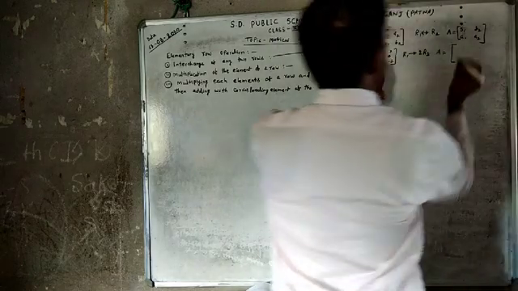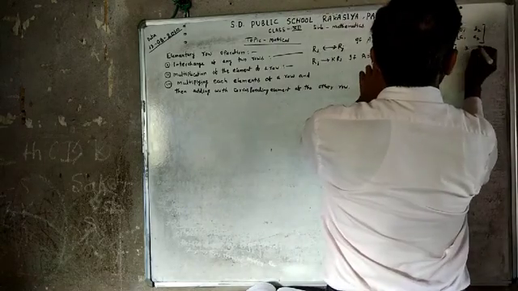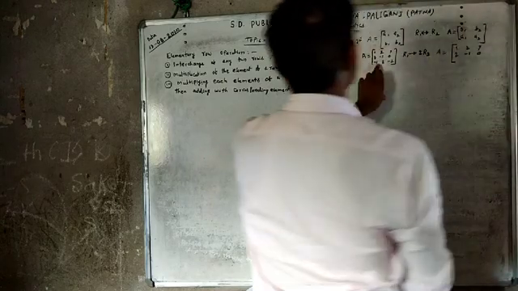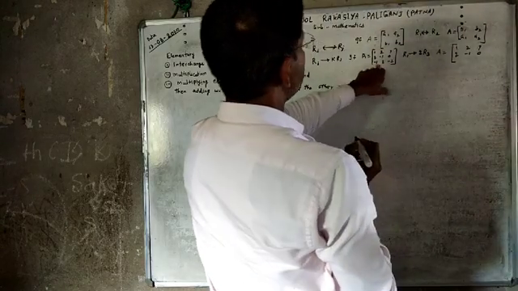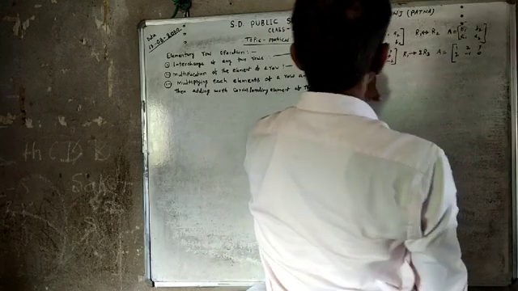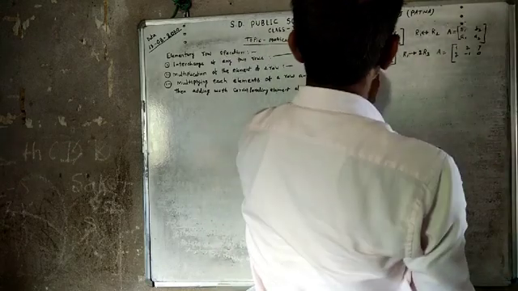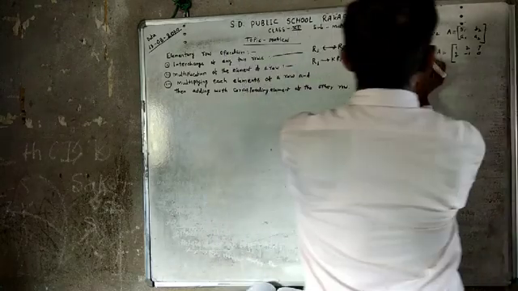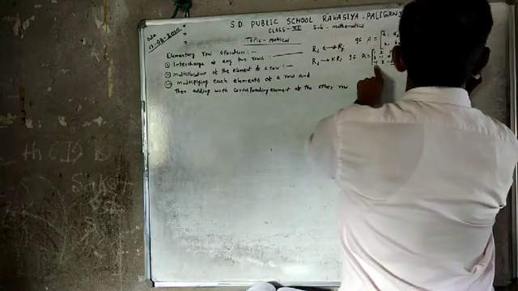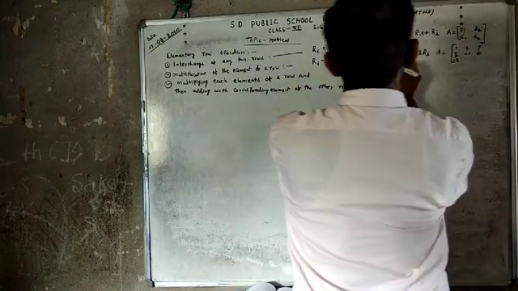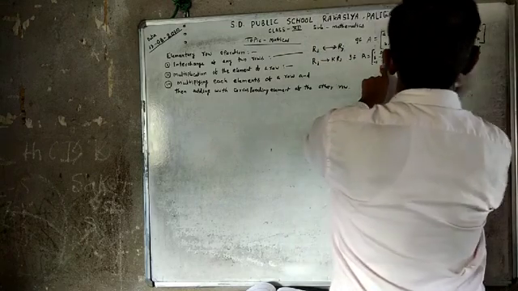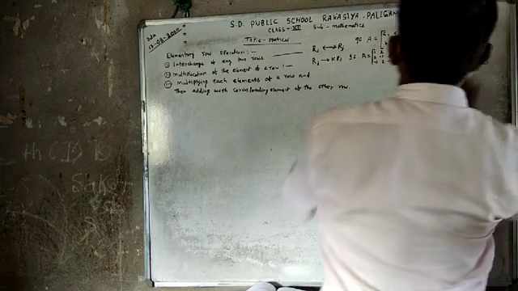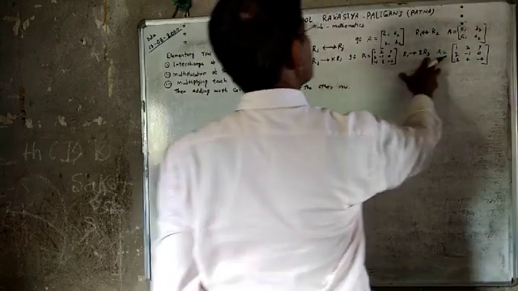The first row is 1 2 and 7, the second row is 2 minus 1 and 0, but the third row is multiplied by 2, which means every element of the third row is multiplied by 2. Multiplying minus 1 by 2 gives minus 2, 2 into 2 is 4, and 2 into minus 2 is minus 4. It is the equivalent matrix of matrix A.